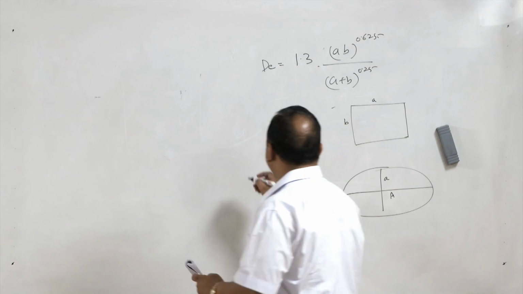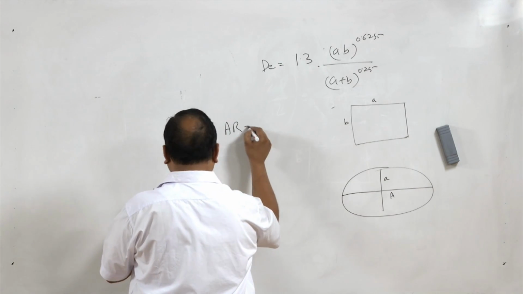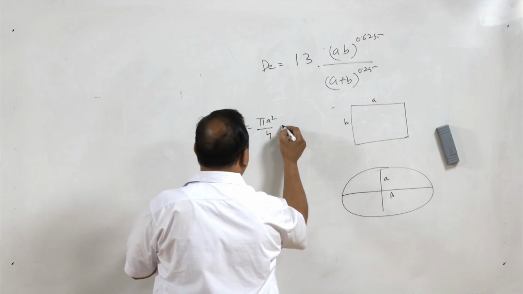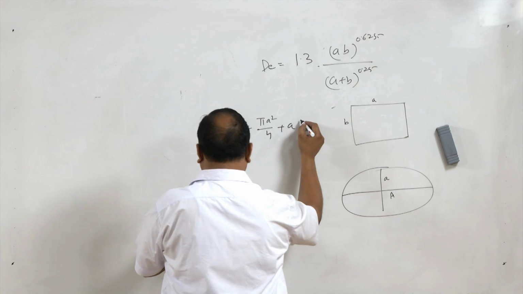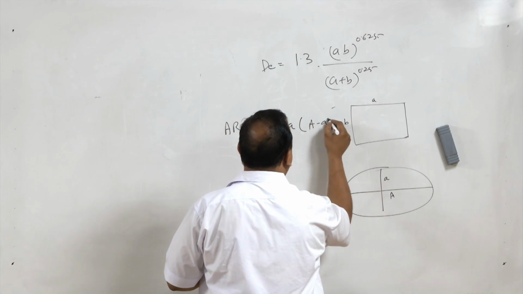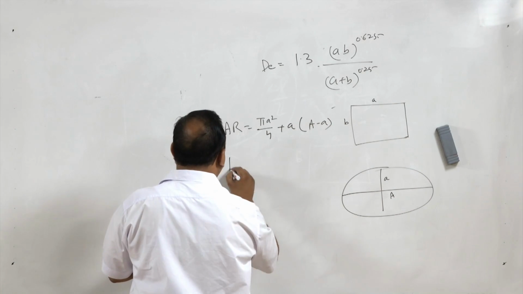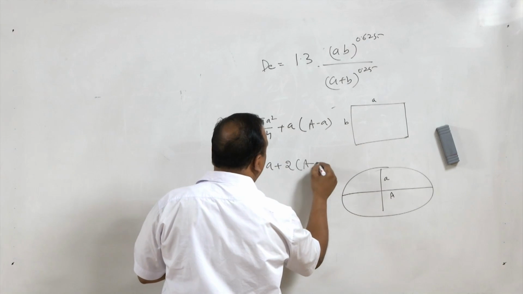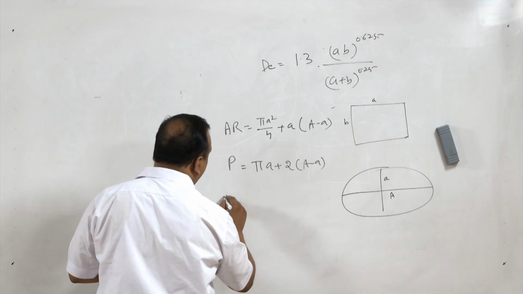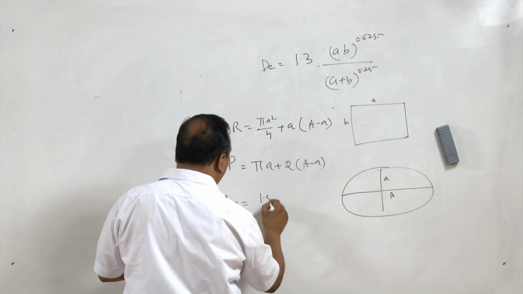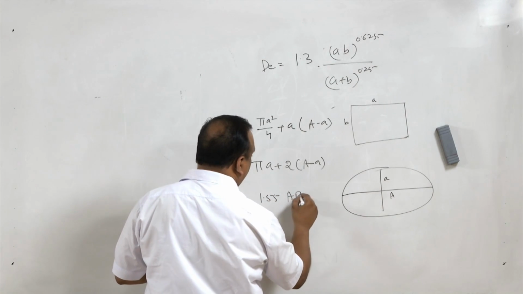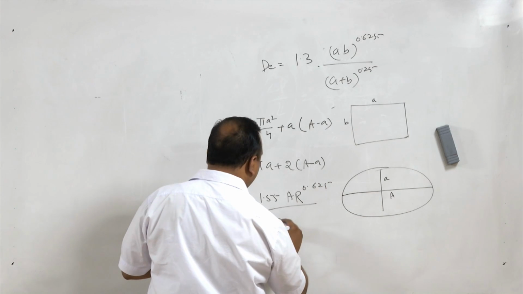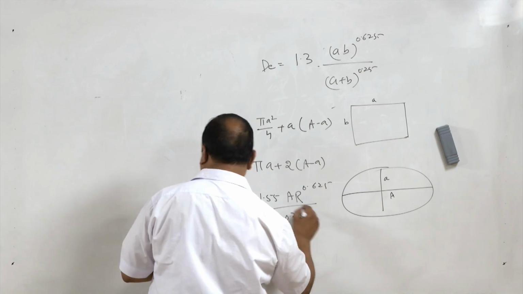Then the area of this is going to be pi A square by 4 plus A minus A, and P is equal to pi A plus 2A minus A, and the equivalent diameter in this case is going to be 1.55 AR raised to power 6.25 divided by P raised to power 0.25.